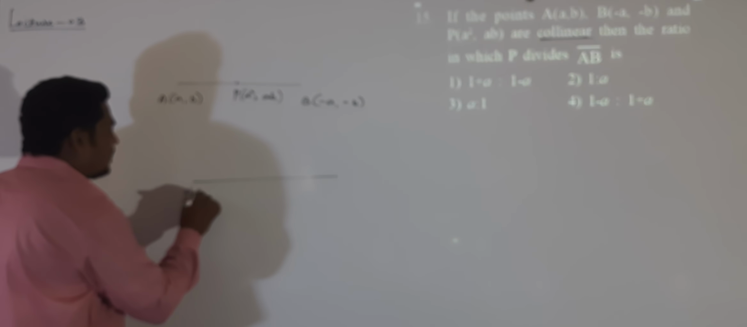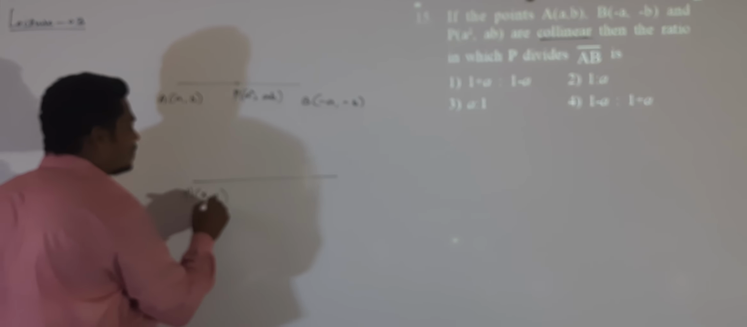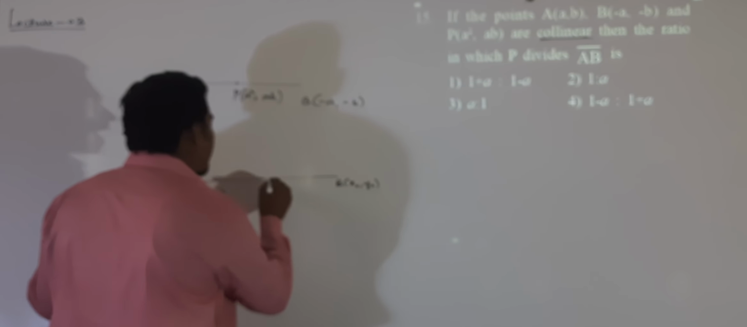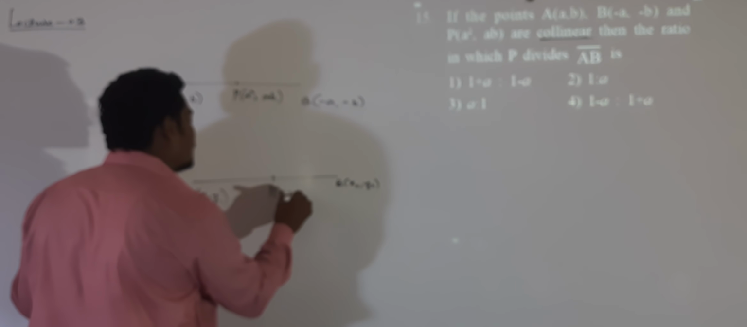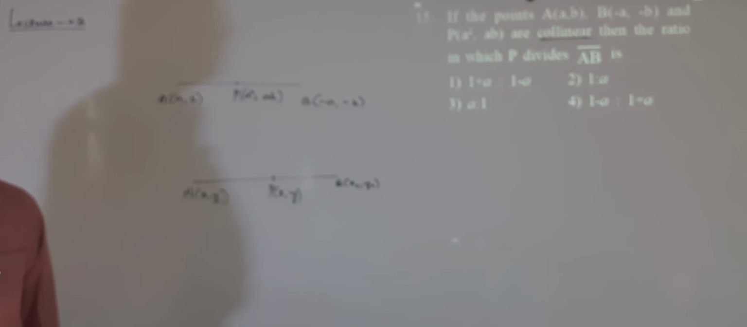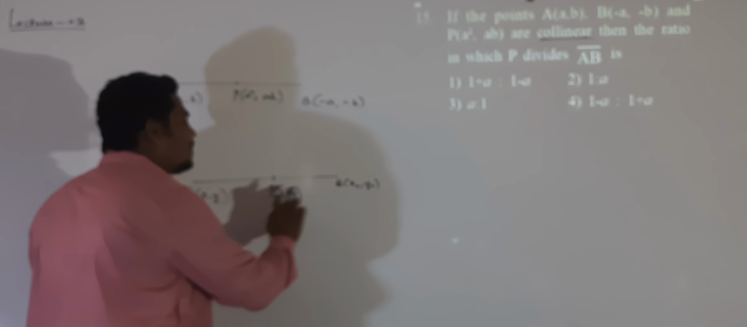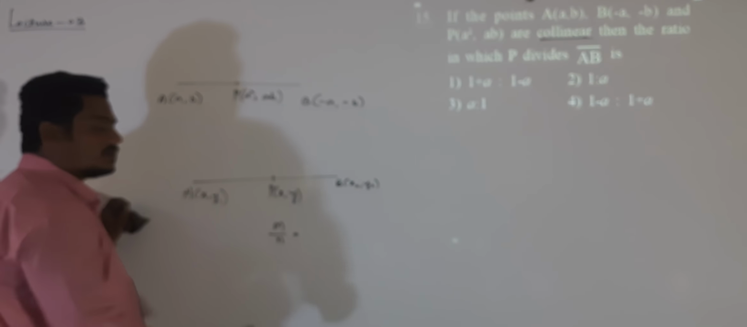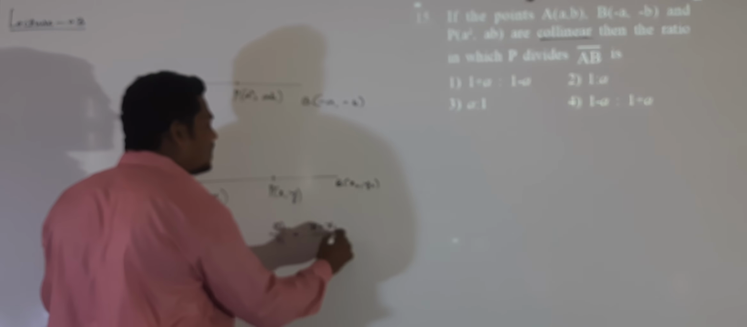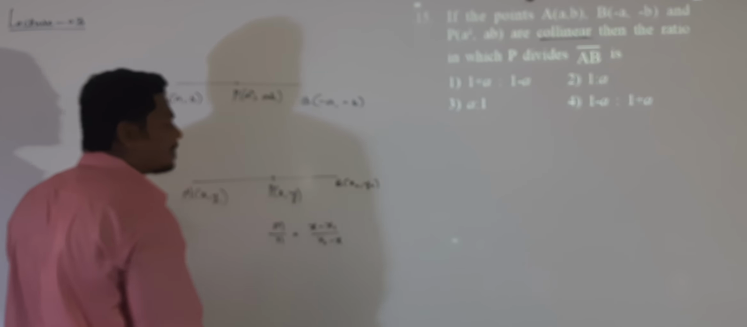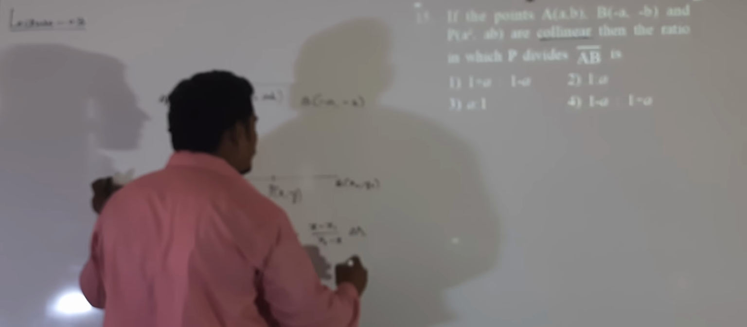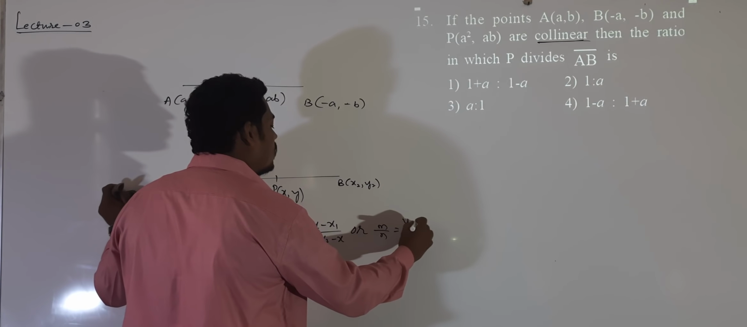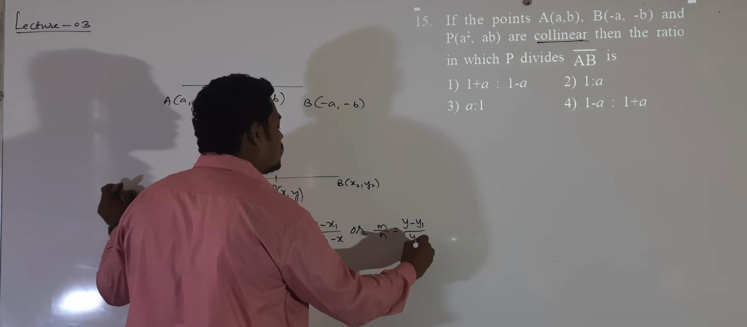Suppose point A is (x1, y1), point B is (x2, y2), and point P is (x, y). Suppose they ask in what ratio point P divides AB. The formula: M by N is equal to (x minus x1) divided by (x2 minus x), or you can use the y coordinate also. M by N is equal to (y minus y1) divided by (y2 minus y).